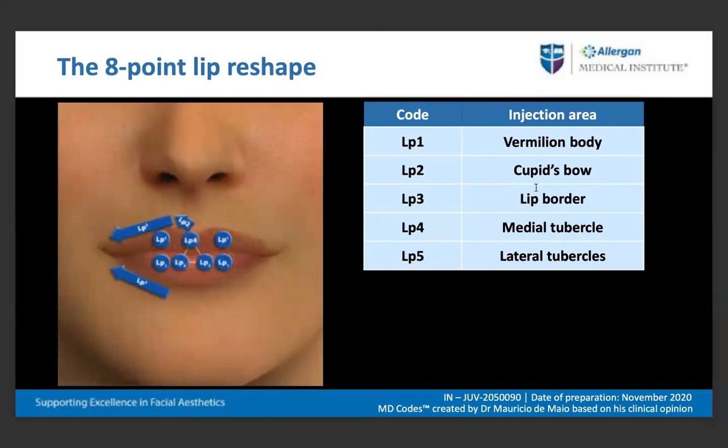LP4 is the medial tubercle and LP5 is the lateral tubercles. The numbering in this picture might be confusing, so don't go by this. This is LP4, the medial tubercle. Most often we are not touching this area. LP5 is the lateral tubercles. Usually LP5 and this LP2 point are almost the same.